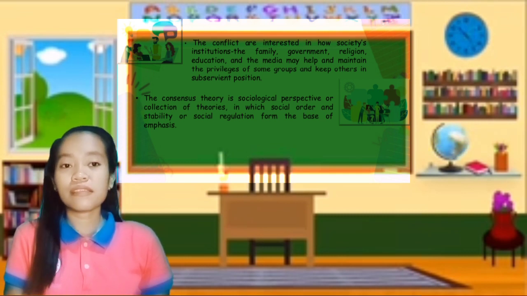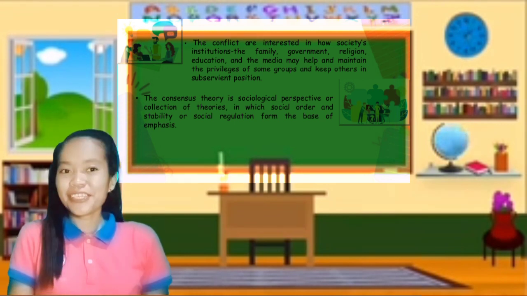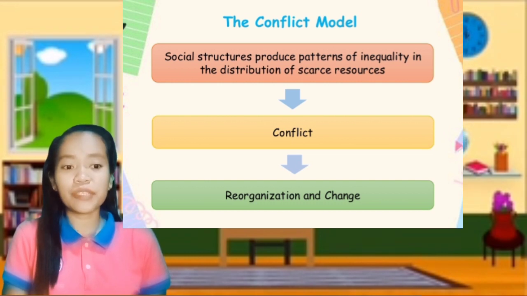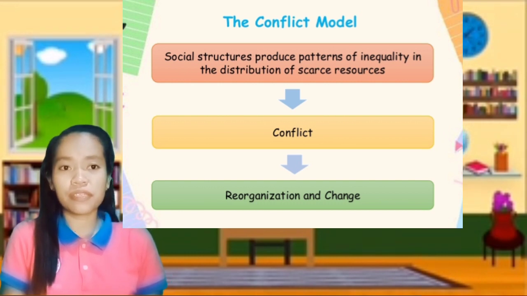Consensus theory is a sociological perspective or collection of theories in which social order and stability or social regulation form the base of emphasis. So next is the conflict model. The conflict model was created to help judges and other professionals understand why people behave in conflict situations the way they do. It explains the patterns of how and why people behave in conflict situations. Understanding the reasons and methods allows us to learn how to respond and communicate more successfully.